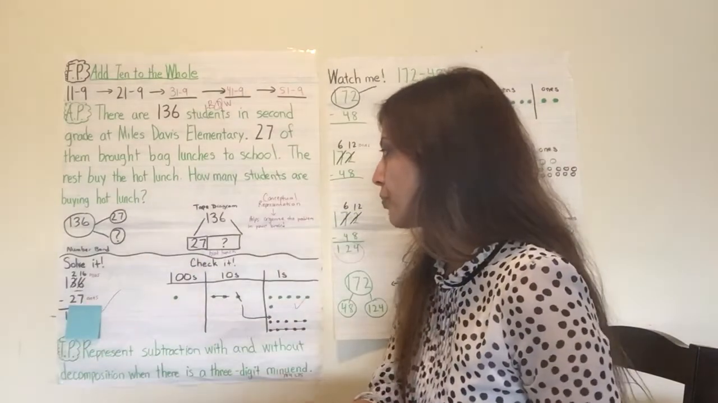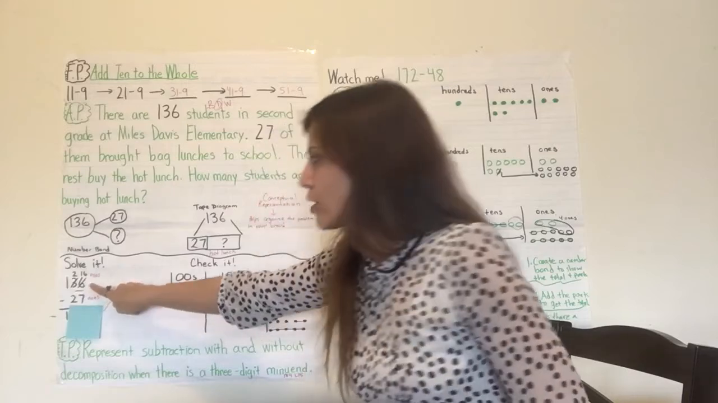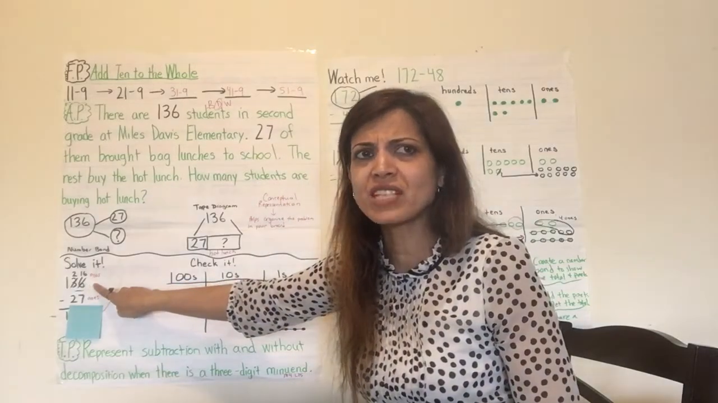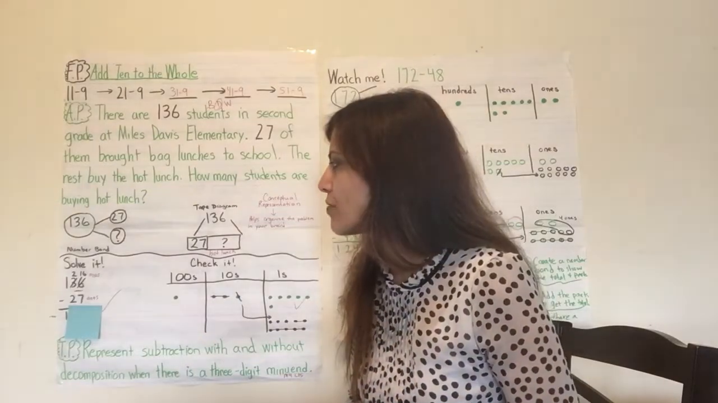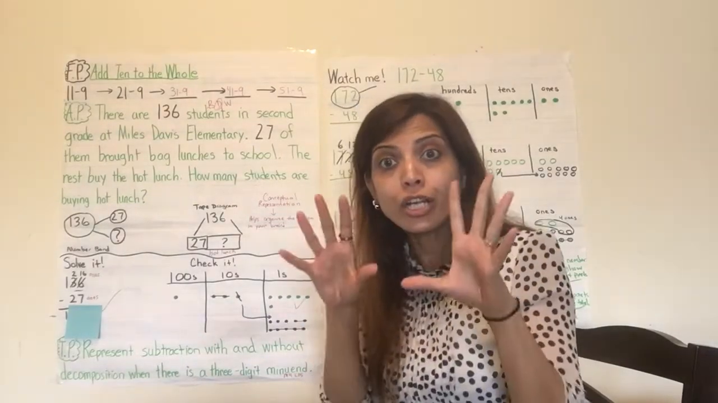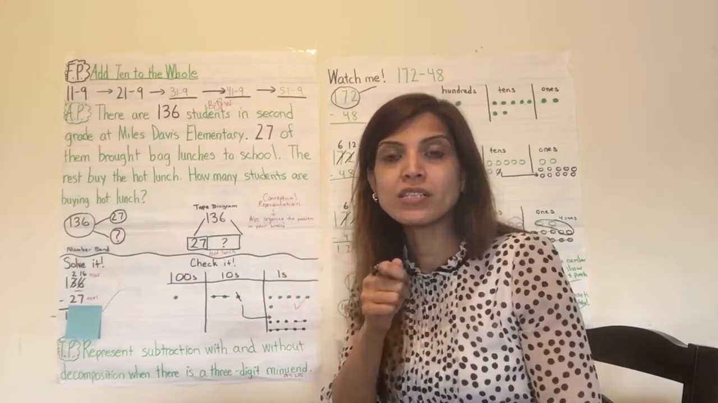So here, I'm going to look at my top number in the ones column. Do I have enough? I don't have enough. I have 6 ones minus 7 ones. That's not going to work. So I'm going to have to what? Alert, alert, cross, cross, unbundle.